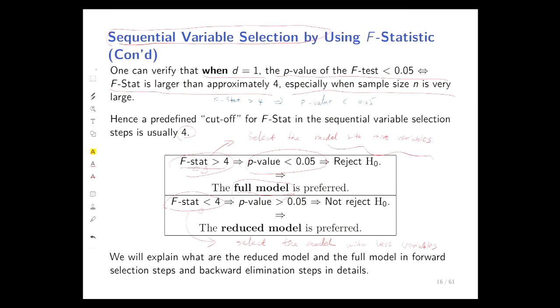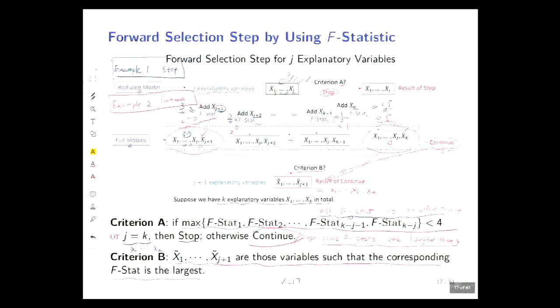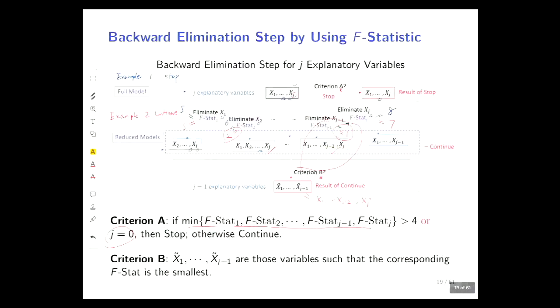Because the F-test is used to compare the model with more variables, usually we call it the full model, and the model with fewer variables, usually we call it the reduced model. By using this standard, we can use the F statistic to make our criterion A and criterion B, such that we can complete this backward elimination or forward selection step. That's the idea behind these sequential variable selection techniques.